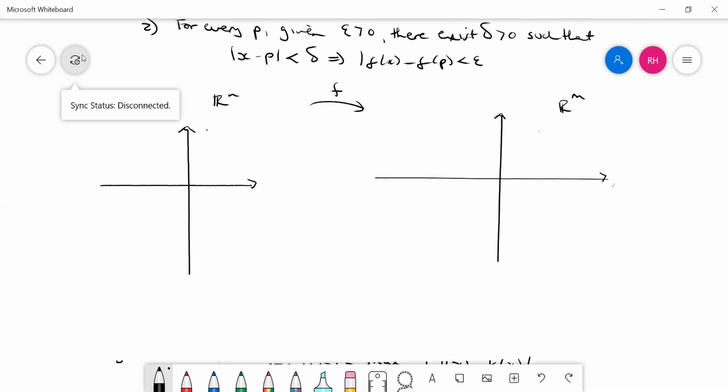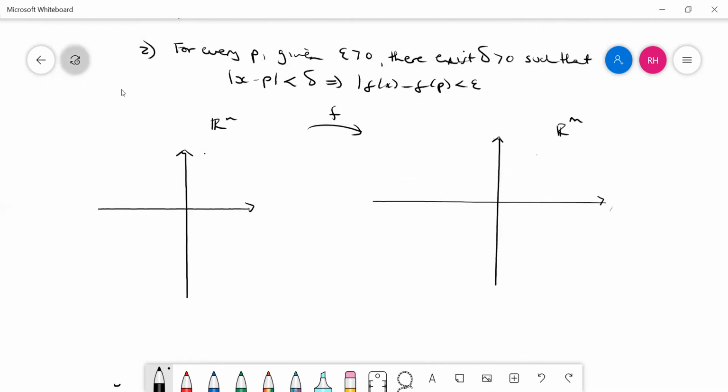Okay, so what is this number 2 telling us? It's saying, take a point P, any point, and ask someone to give you an epsilon. So this P has, if I go across here, I'll get to some point here, which is f(P). And what this is saying is, okay, given an epsilon, so someone gives me an epsilon. Okay, so here's an epsilon.